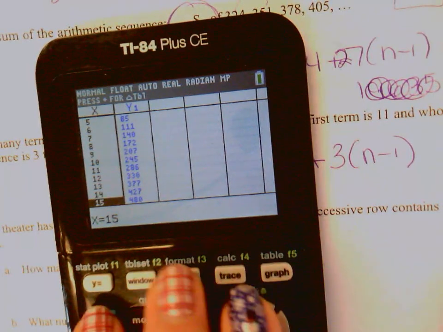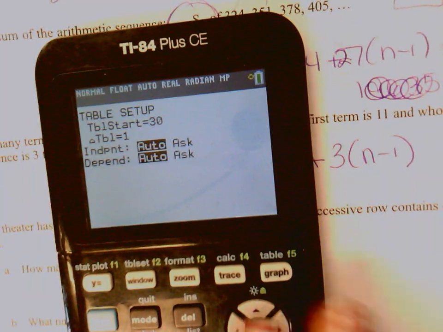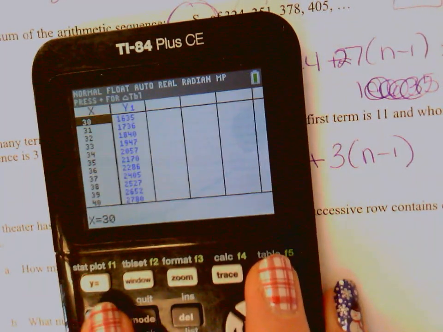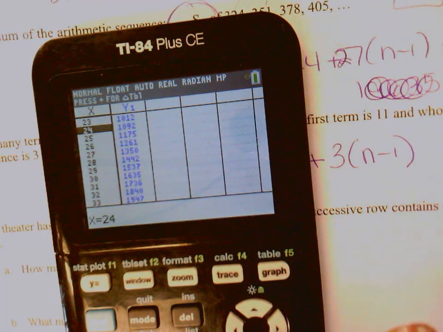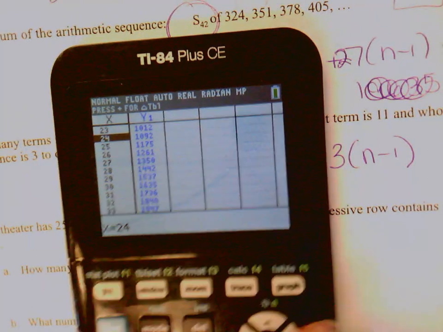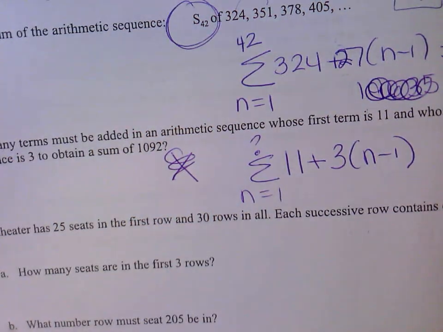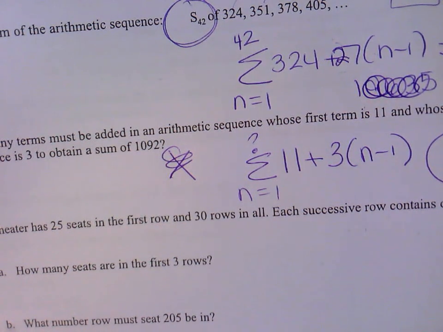I'm going to jump. Is it 30? Oops. Oh, too far. 1092. I think 24 would be the answer, right? Because that's the last term is 24. So does that sound right? Did you actually guess and check and get 24, or did you look at the table? Yeah, guess and check would work. I mean, it wouldn't take you that long to get there, I don't think.